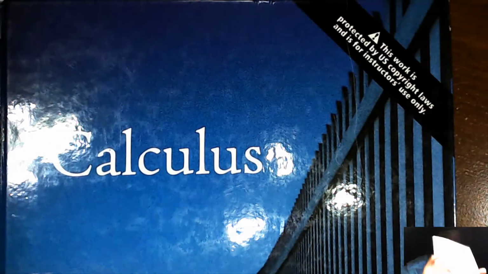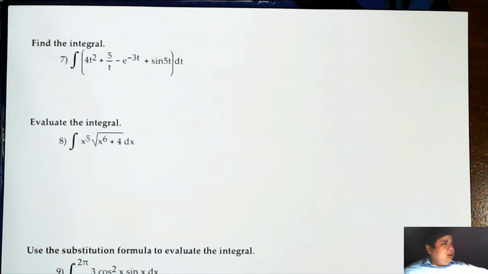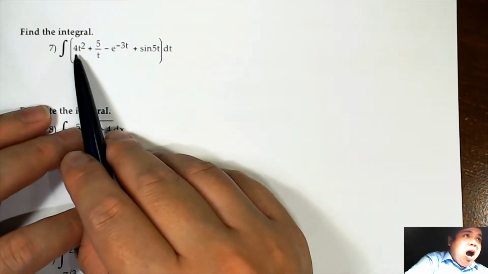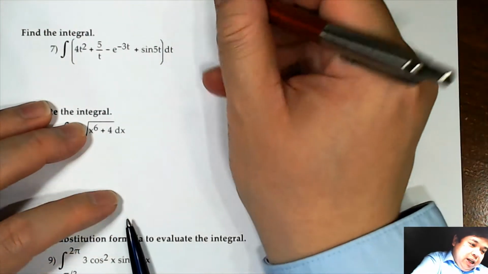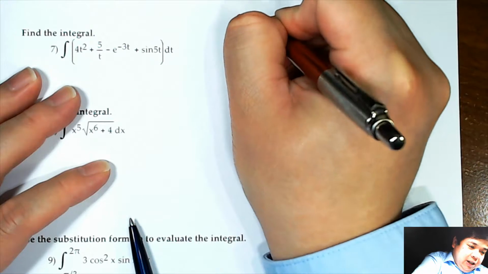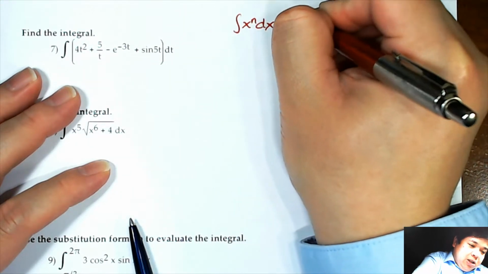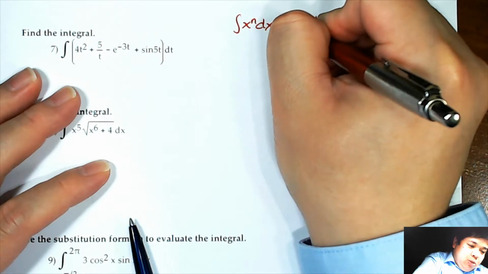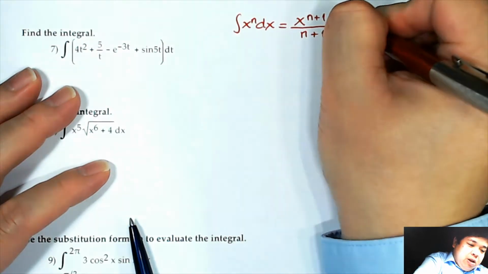Next we have the integration. Right. Integration. So first the power rule. I'll write out power rule. Integral of x to the n is x to the n plus 1 over n plus 1, of course, plus the constant c.